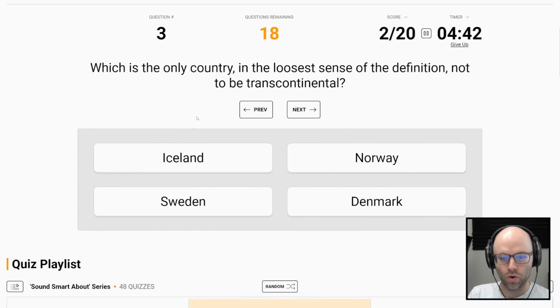I would say Norway. No, wait. I guess I would say Denmark. Is Denmark even part of Scandinavia? Denmark is just Europe. Iceland is like half North America, half Europe.